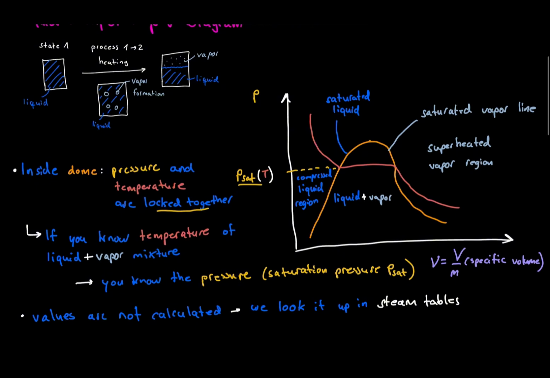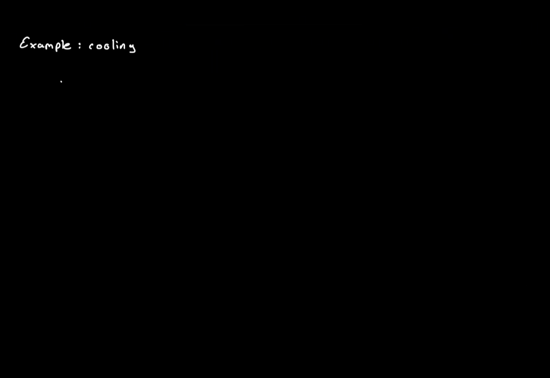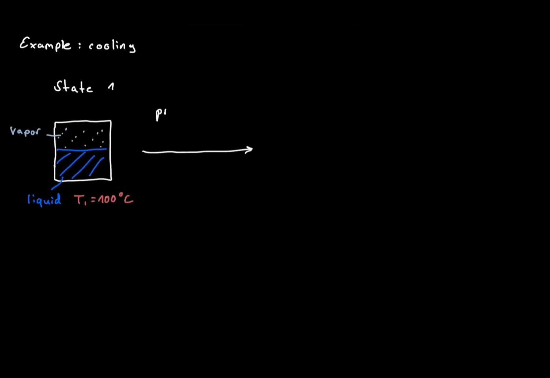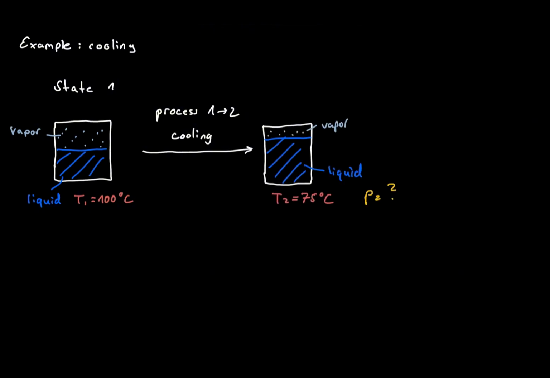Now let's apply that idea immediately. Imagine we have a closed container with water and vapor inside. Then we cool the container down to 75 degrees Celsius. What is the pressure inside? The first step is not calculation. The first step is identification.